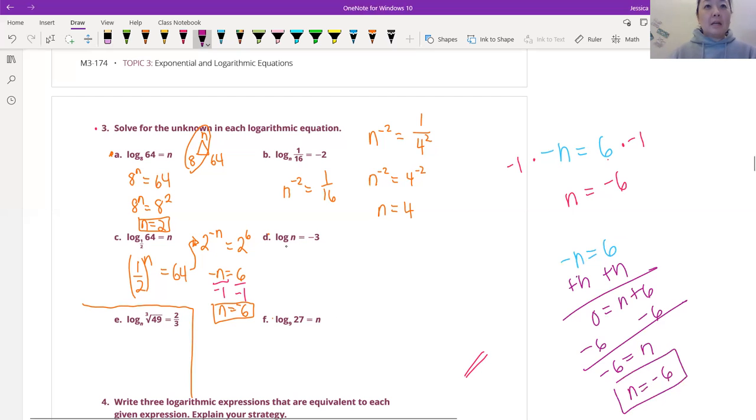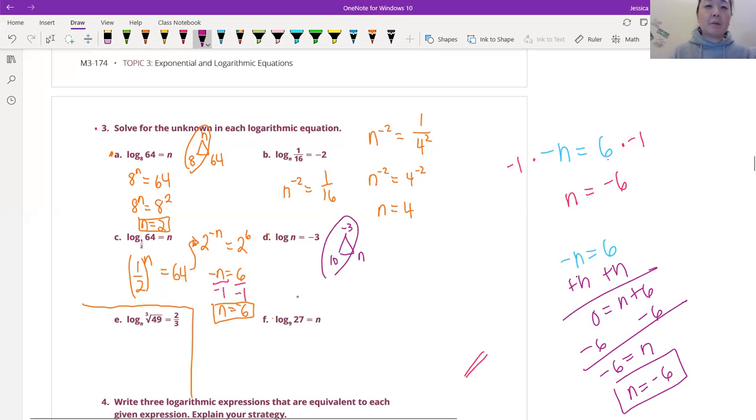All right, so let's try D. I didn't do this in some of the classes, so here we go. So remember, when we have no base, when it doesn't say what that number is, it's 10. Okay, so this is actually log base 10. So here's my triangle. Log base 10 of n is equal to -3.